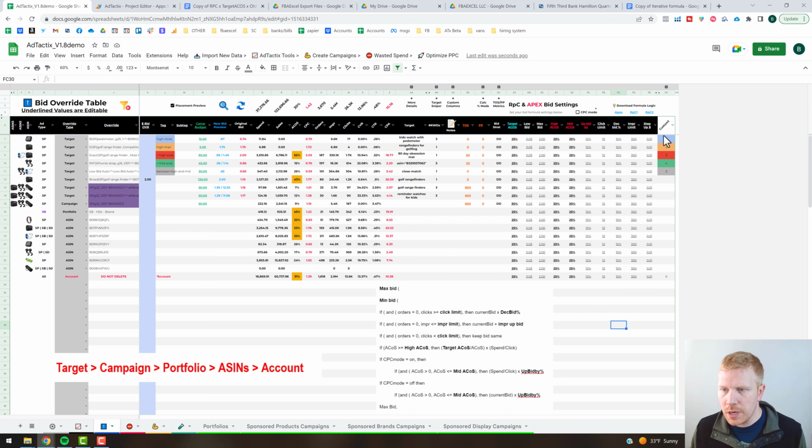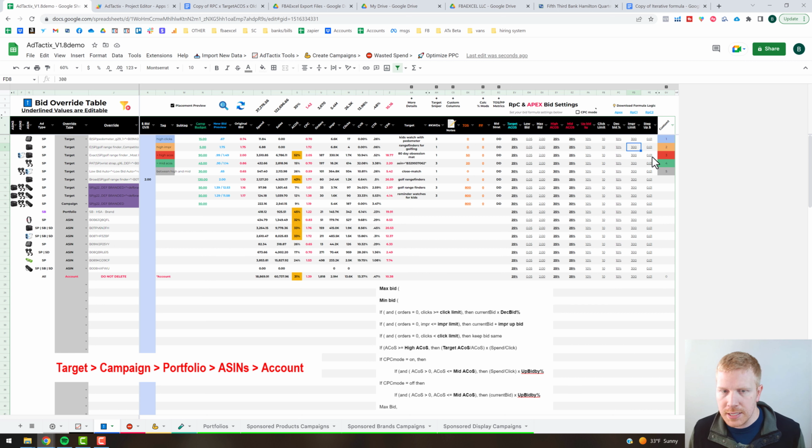So the example for blue is a non-converting term. So there's no ACoS, there's no orders, but we do have high clicks. Okay, so our high click threshold right now is set at 10 clicks as the click limit. So just kind of keep that in mind. This next one has lower clicks, but it's got high impressions. Okay, so our impression threshold in this example is set at 300. We've got them all set at 300 right now.